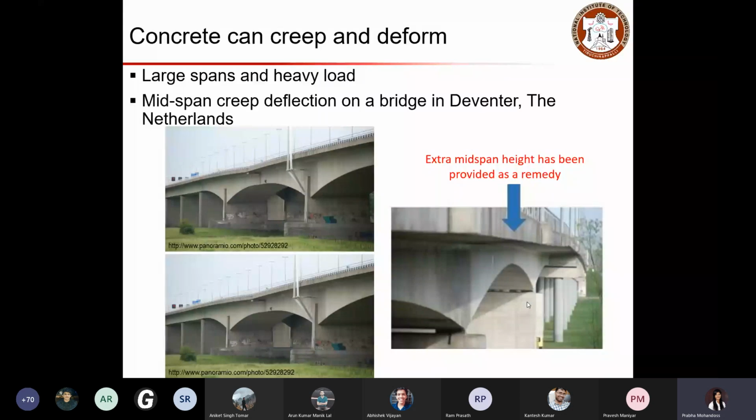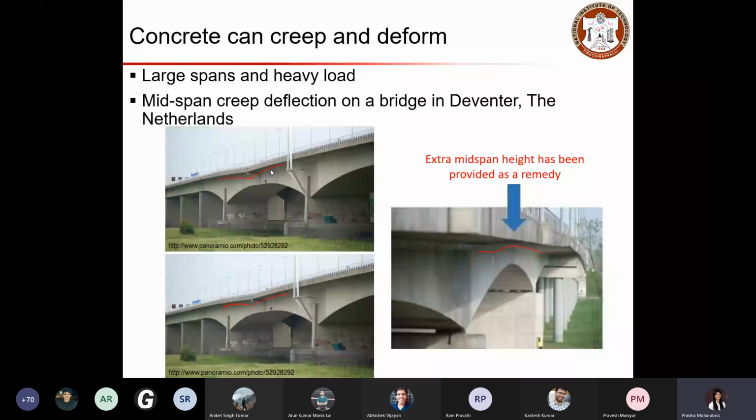So here you can see a mid-span creep deflection on a bridge in Deventer, the Netherlands. So this bridge here at the mid-span, it got deflected. This region you can see. This is basically due to creep actions, where you have large spans subjected to heavy loading conditions. In this case, when you have such a huge structure, the self weight of the structure itself would lead to creep effect, especially at the midspan of your girder.